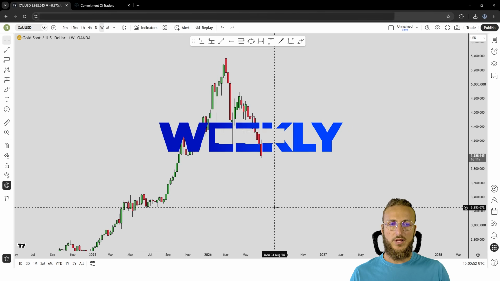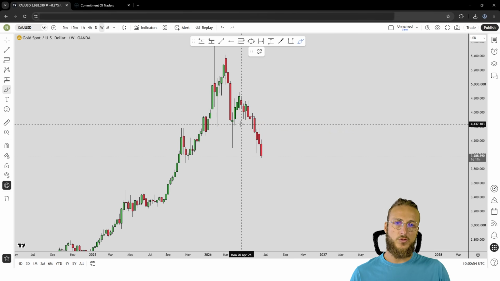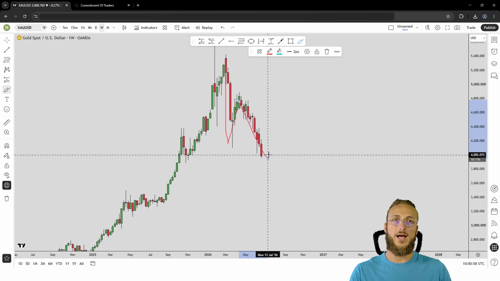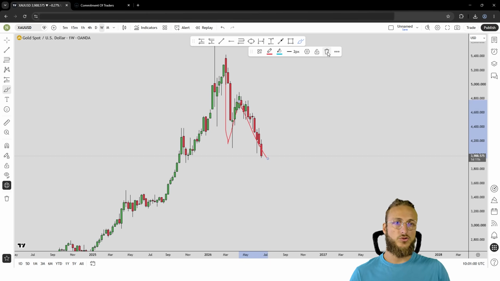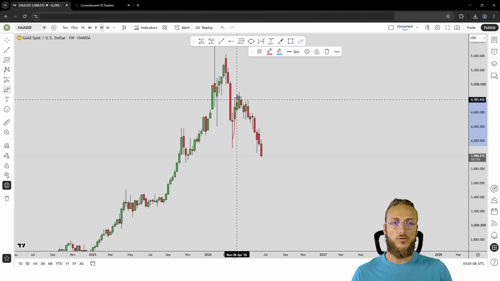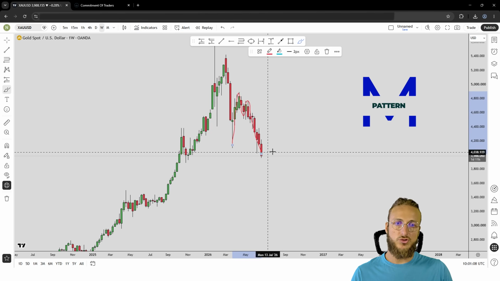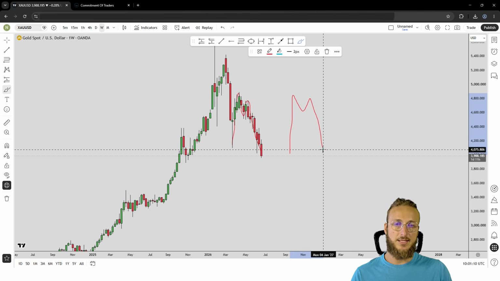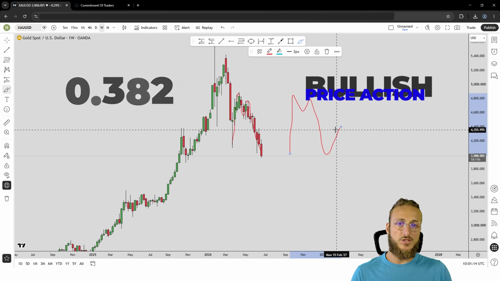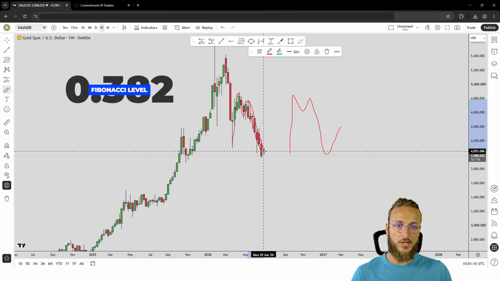Now, from a weekly perspective, the situation is very clear. We just had the impulse to the downside, correction, and continuation lower. However, this continuation lower created another interesting pattern, because during this push to the downside, the market created this overextended M pattern. And usually after the creation of an overextended M pattern, what you expect is a rejection higher, at least to the 0.32 of the Fibonacci taken on the impulse leg.